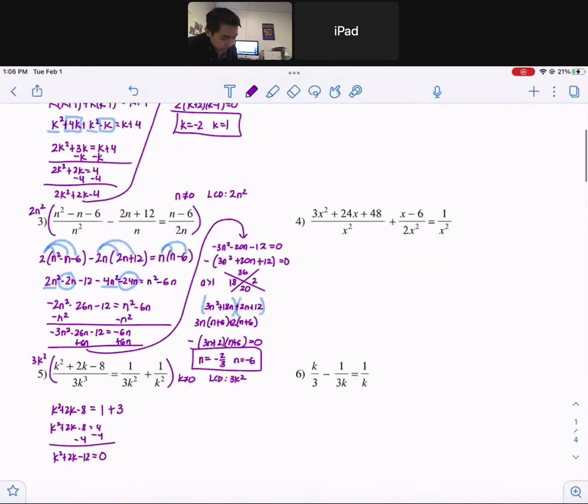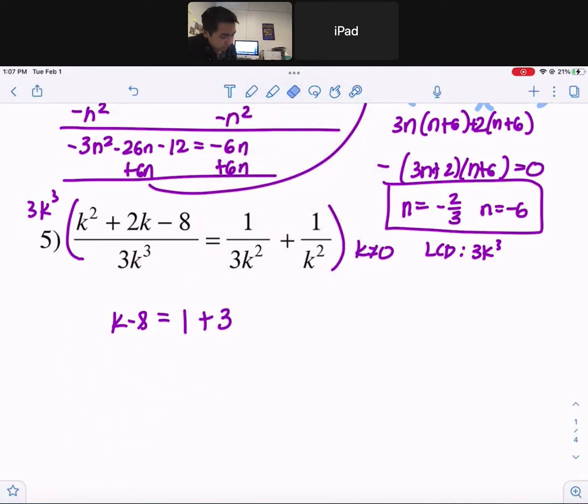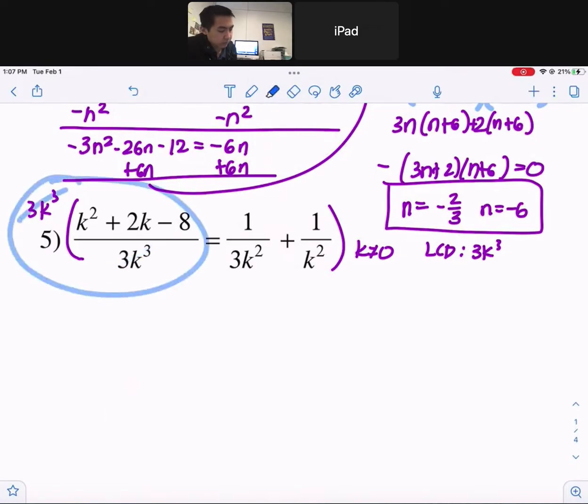Oh, sorry, you guys. This says 3k to the third, not 3k squared. So this should be to the third. This also should be to the third. All right, well, that changes things, right? Okay, we're gonna restart. These cancel, so you just get k squared plus 2k minus 8.